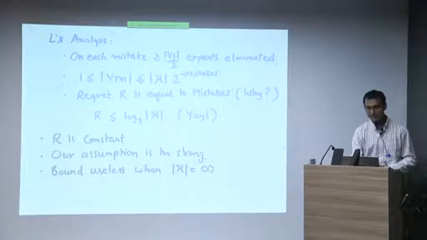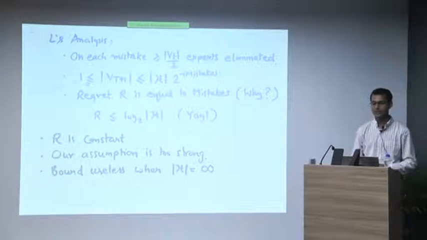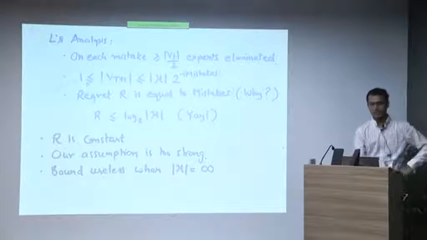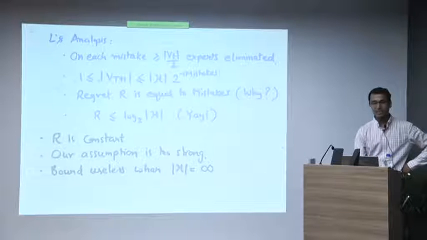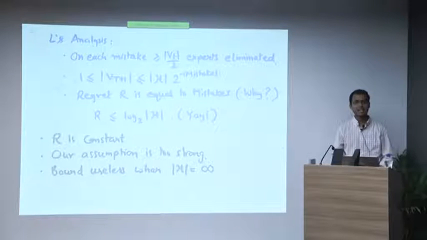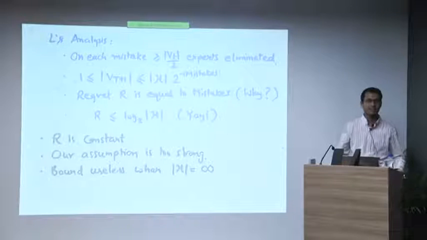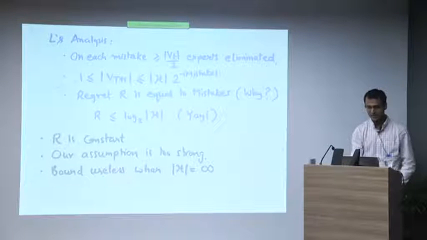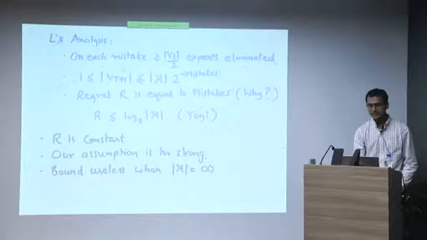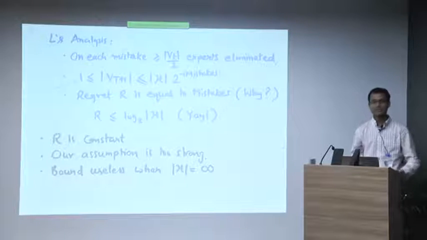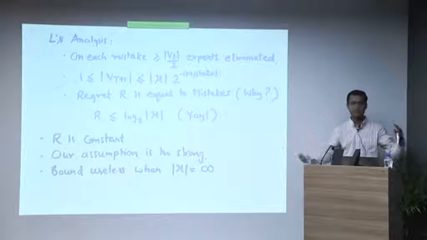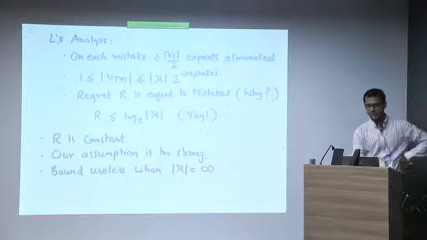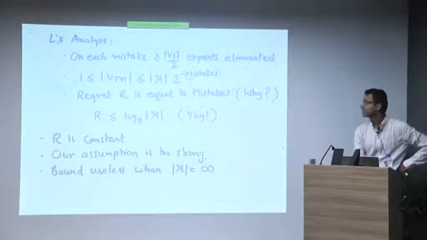Which leads to this inequality. We know that there is going to be at least one consistent expert. So the size of V_T cannot be an empty set at any given round, let's say round T plus 1. And we know that the size of V_T is going to be less than or equal to, let's say we started at the beginning of the rounds with everybody in my set, and let's say we have made some number of mistakes.